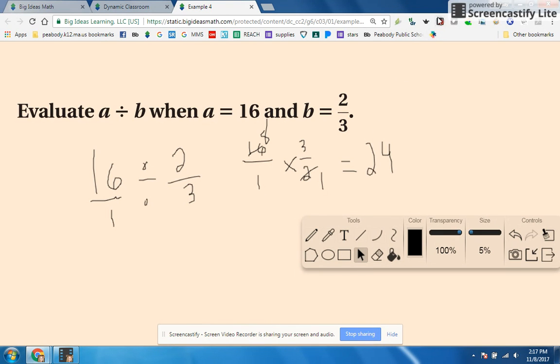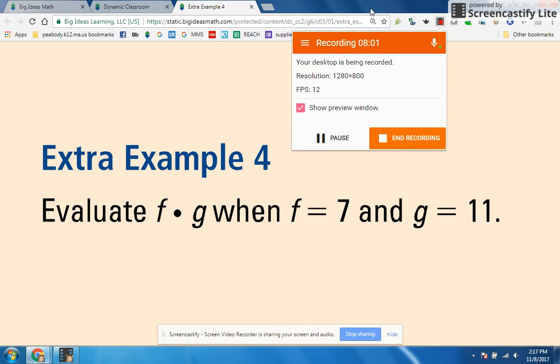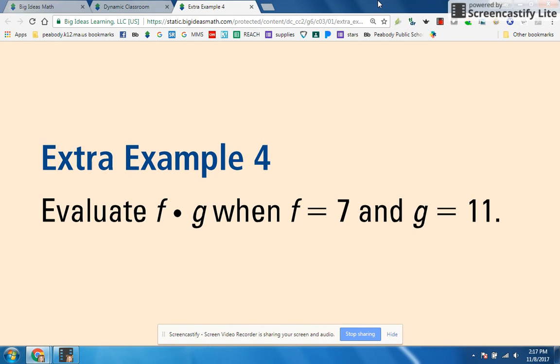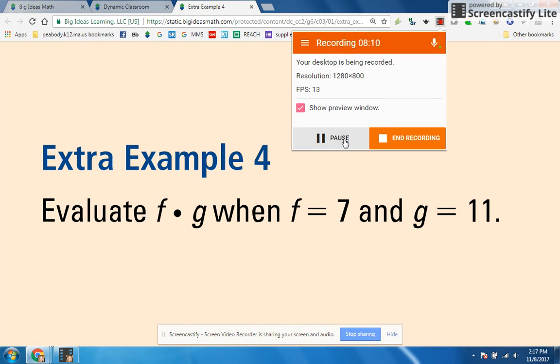Okay, so let me give you one of these ones to try. So try this one, same exact thing. The dot means times, so replace the F with a 7, the G with an 11, and then just do out the math. Try that one.